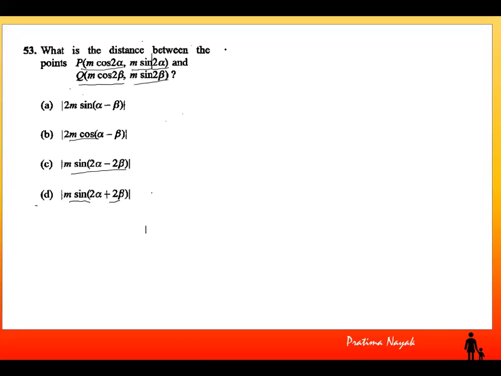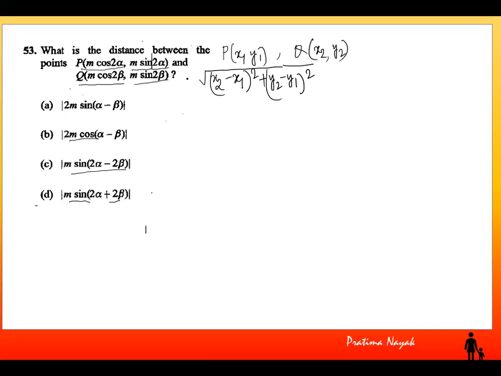So for 2 points, you know the distance formula. If the points are (x1, y1) and Q is (x2, y2), then distance is equal to how much? D is equal to under root (x2 minus x1) whole square plus (y2 minus y1) whole square. So we will put in the formula, then we will simplify using trigonometry.